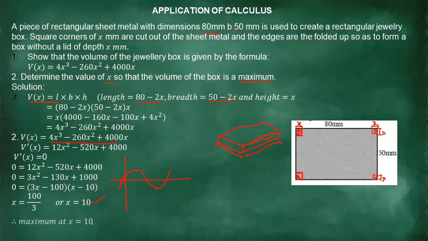Therefore, we say the maximum is at x equals 10. That is the value of x that we are looking for. We don't want this one, but we are looking for x where x equals 10. Now that is the answer for this question. Now let's proceed.